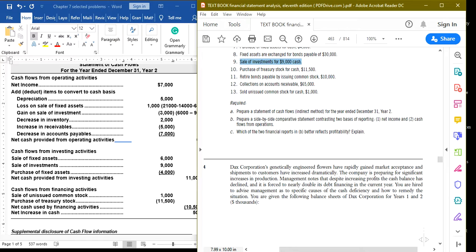But the important thing is which items to be included under the umbrella of investing activities, which items to be included under the umbrella of financing activities and operating activities. And now purchase of fixed assets.